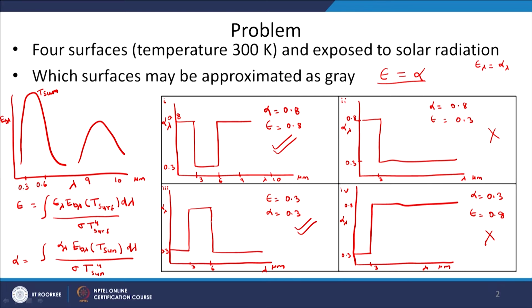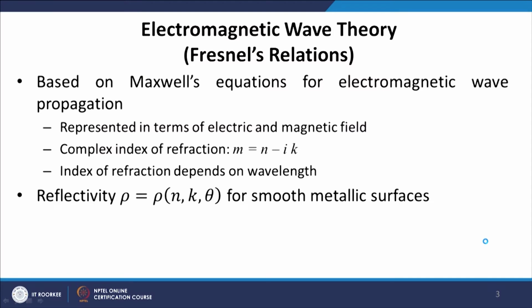So, this example gives you an idea how we can characterize different surfaces as gray or non-gray. Surfaces number 2 and 4 are non-gray, surfaces 1 and 3 are gray. Now, how do we calculate the properties of the surface? In the previous lecture we tried to find spectral, directional, hemispherical and total emittance, absorptance and reflectance. Now, theoretically how can we calculate these properties?